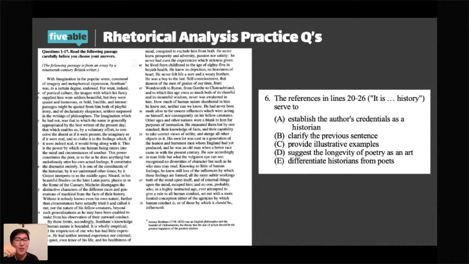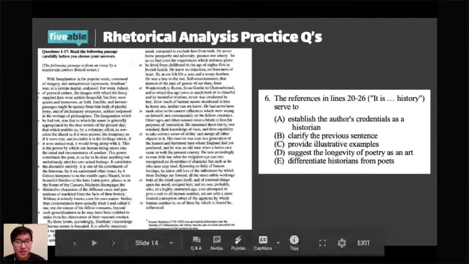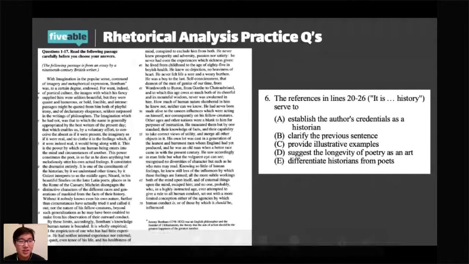But answer choice C is the best answer. Good job. The reason why is because answer choice A, establishing the author's credentials as a historian, is not really what those three sentences are doing, Anna. It's really talking about the constituents of the historian.